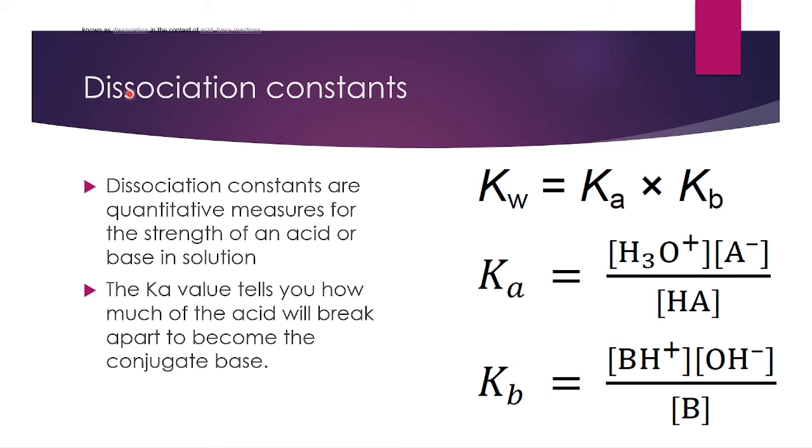Dissociation constants. So dissociation constants are how you quantifiably measure the strength of an acid. So strong acids and bases, we've already said, dissociate completely. Weak acids and bases don't. So these help you work out how much of the acid is going to break apart and how much is going to remain as the original molecule. I hope that made sense.